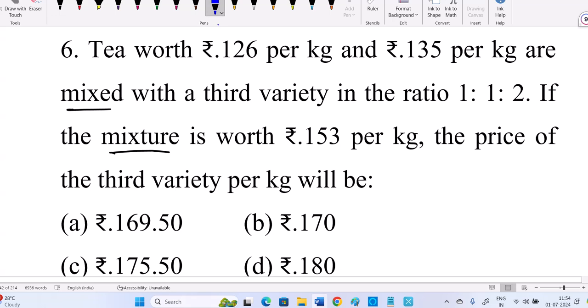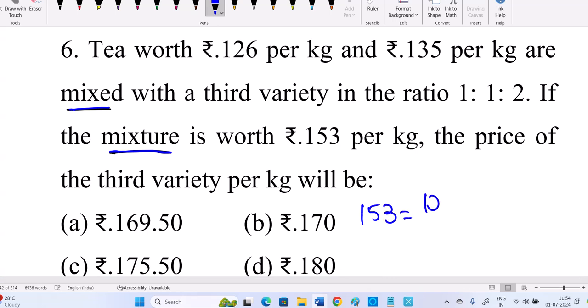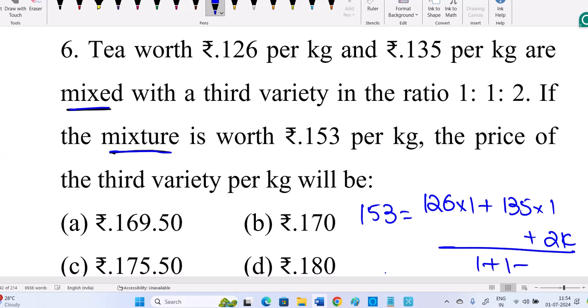Two varieties of tea worth 126 per kg and 135 per kg are mixed with a third variety in the ratio 1 is to 1 is to 2. The mixture worth 153 per kg is given. Third variety is not given. Now your job is to calculate the third variety price. So we can write the equation directly. 153 is nothing but 126 into 1 plus 135 into 1 plus, third variety we don't know, let it be k, 2k, divided by 1 plus 1 plus 2. Third variety price I am taking as k.